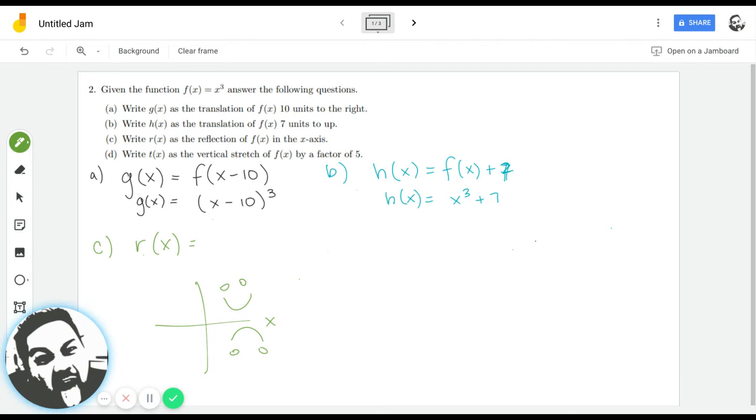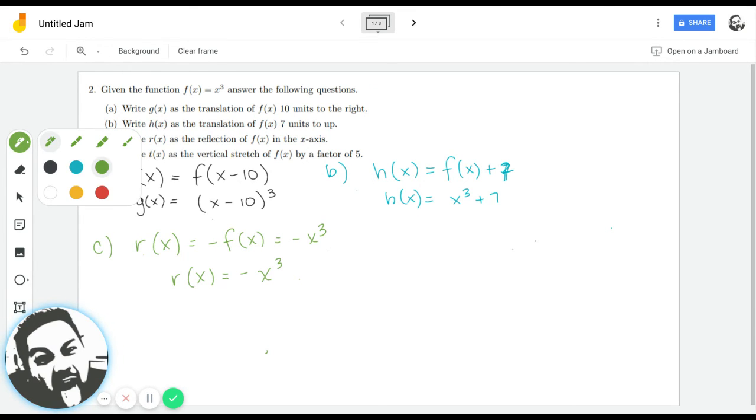So I'm going to say this is equal to negative f of x. Negative f of x, which is the same as saying negative x to the power of 3. So this is going to be our answer for question C. Let me write it to make it look a little bit better. So we're going to say r of x is equal to negative x to the power of 3.